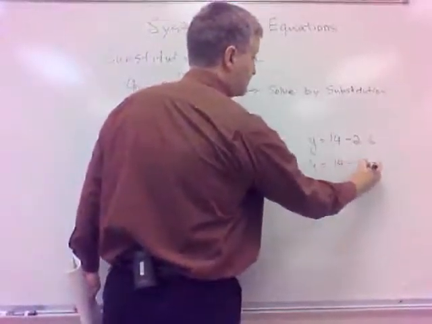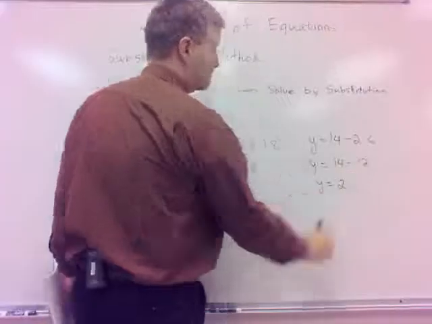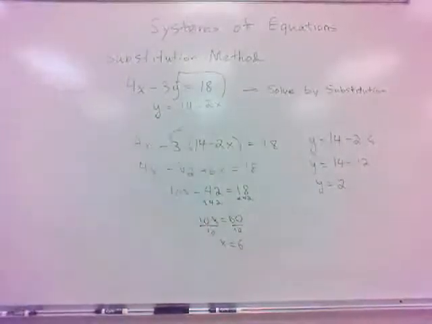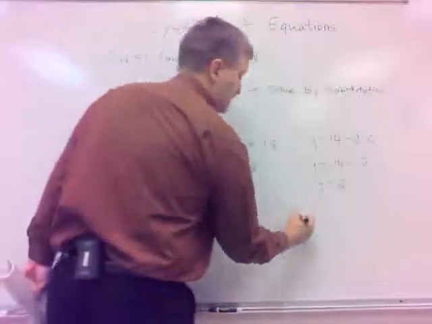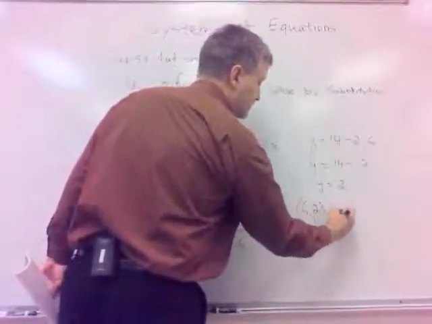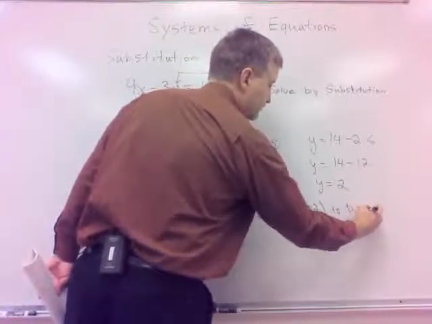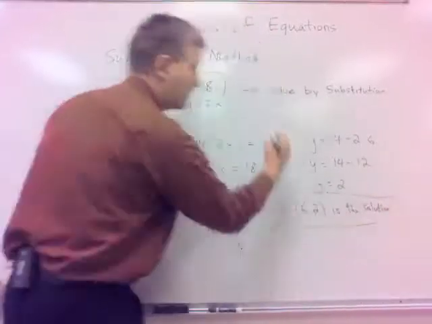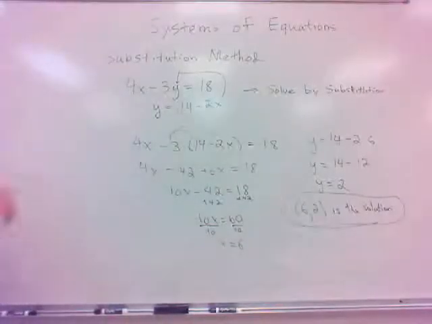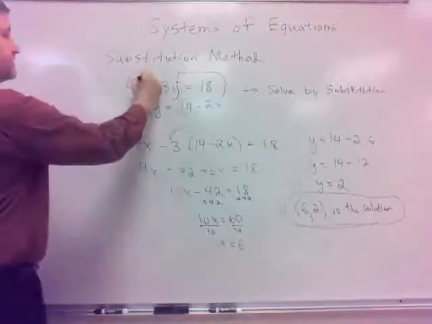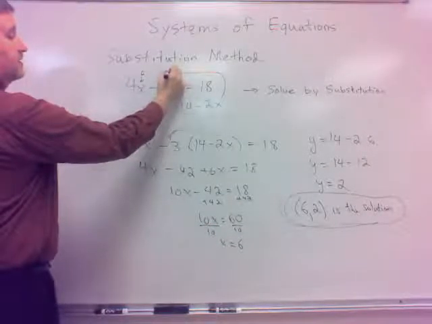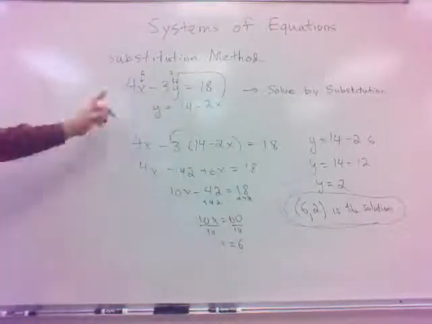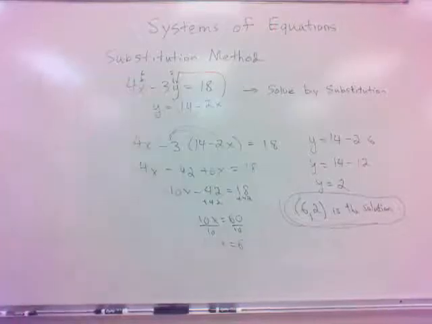14 minus 12 tells me y equals 2 to go along with the 6 for x. So 6, 2 is my solution. It will work in both, and you can check that pretty quickly if you plug in x to be 6, y to be 2 there. Yeah, 24 minus 6. 24 minus 6 is 18, and of course it works in the second one too.